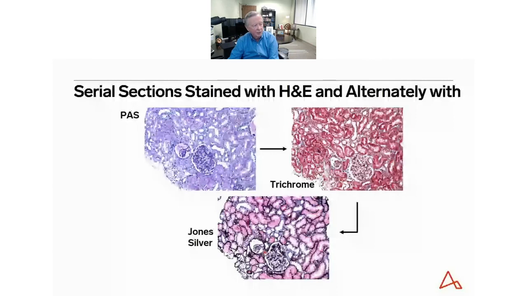The Jones silver is another basement membrane highlighter. Look at how easily you get a black outline here of TBMs, Bowman's capsule, and even GBMs, even at low power.